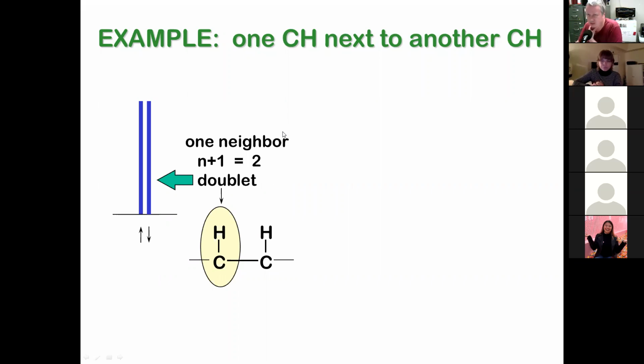Okay, a CH next to a CH, like this CH, same exact thing. So this CH sees the other CH, right? 2 CHs, they're both doublets, right? So this CH, when it sees the other CH, you're going to have kind of an aligned state and a disaligned state, and that makes a doublet.